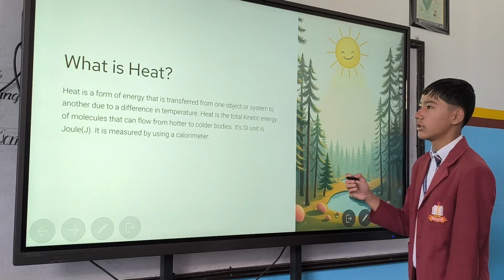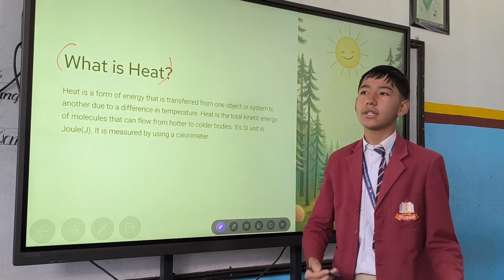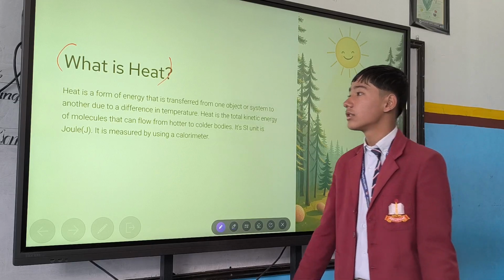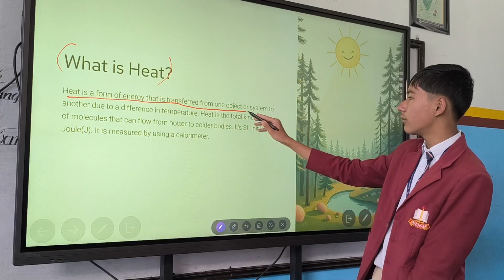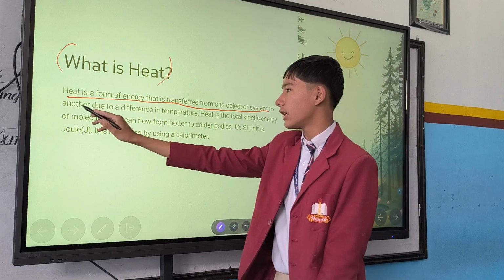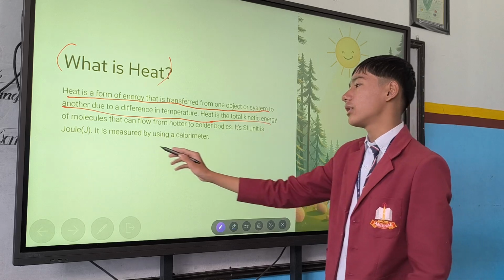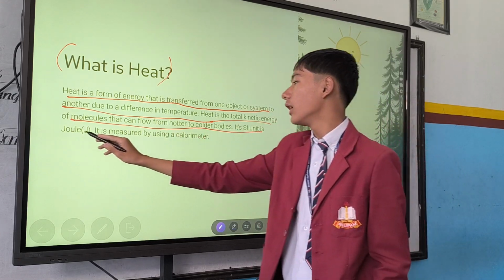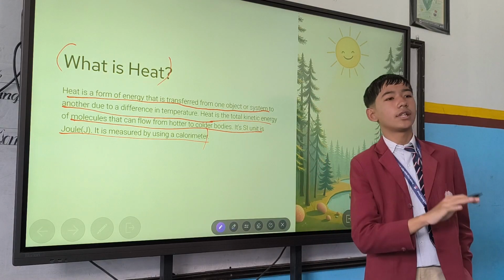So first, we are going to study what heat is. Heat is heat energy. It's a type of energy. It is a form of energy that is transferred from one object or system to another due to a difference in temperature. It is the total kinetic energy of molecules that can flow from a hotter to a colder body. It is measured in joules using a calorimeter. So it is a form of energy.